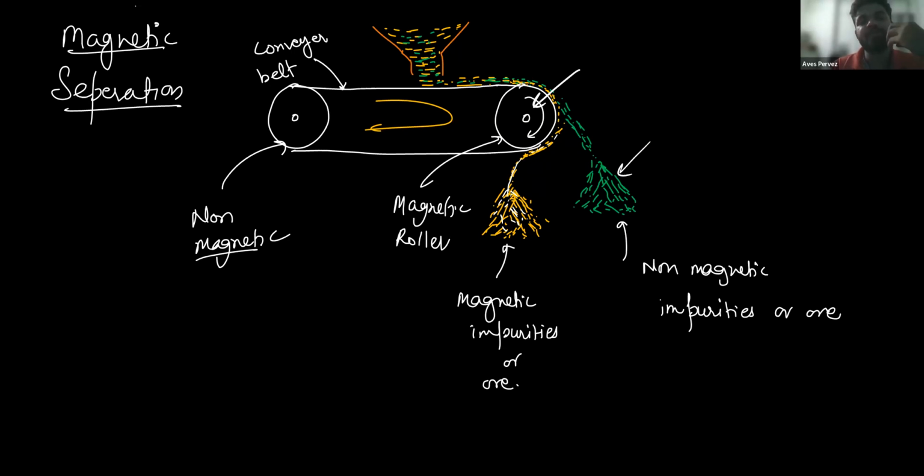So magnetic separation can be used for enrichment of which type of ore? In which either the gangue or the ore, one of them, has magnet attracting property. Okay, got it?